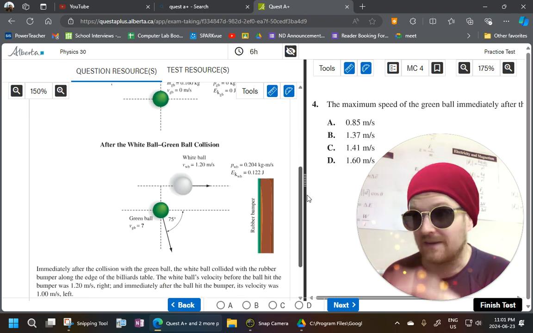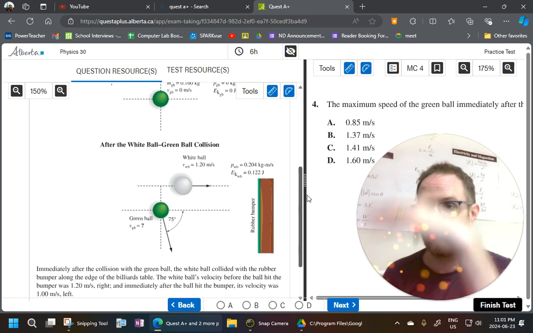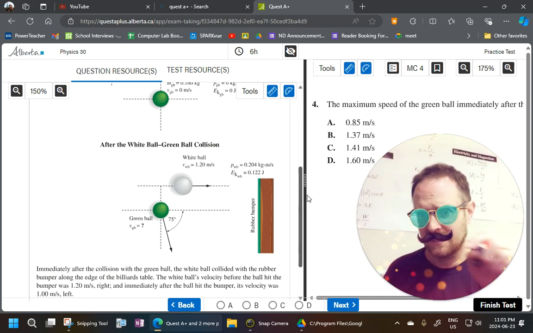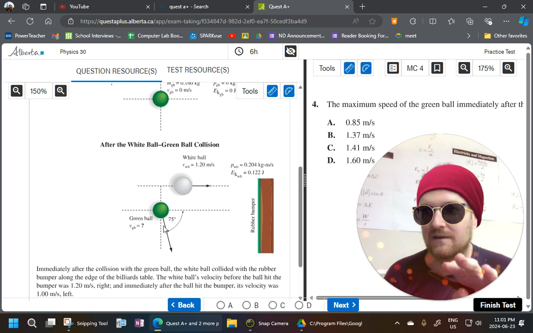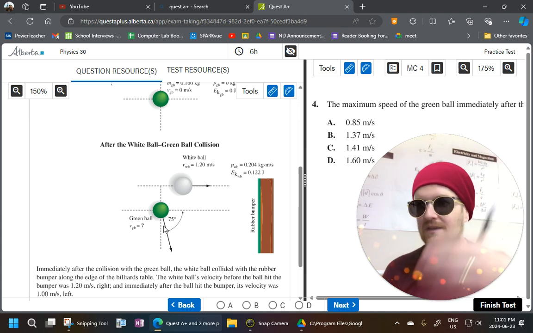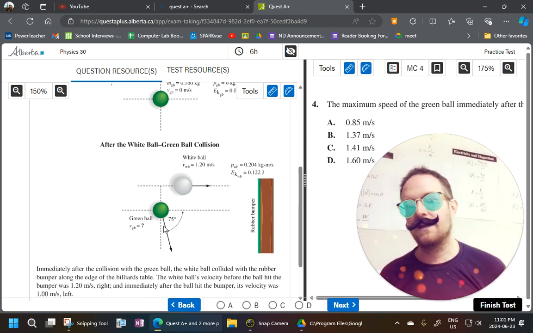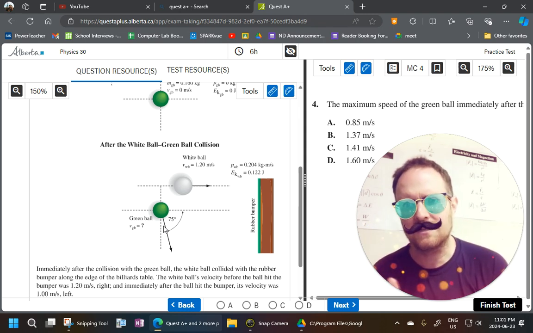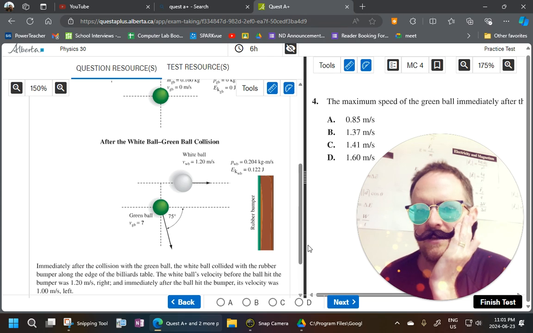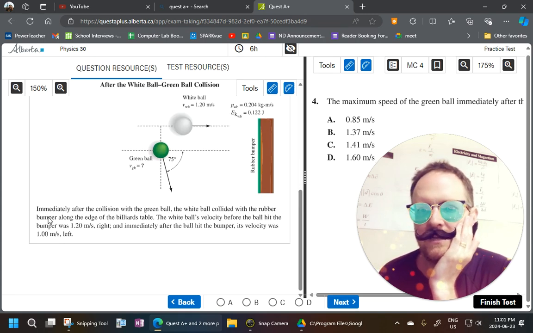Now, that 75 degrees might be there just to throw you off, because you don't know if that's right. Usually I would cover that up and say, find that angle. Maybe we want to confirm if that angle actually is correct. Usually if the exam gives it to you, then you can use it, probably. But in this case, I'm not going to use it because I have enough information. And down the bottom here, it talks about immediately after the collision, the ball hits the rubber bumper.